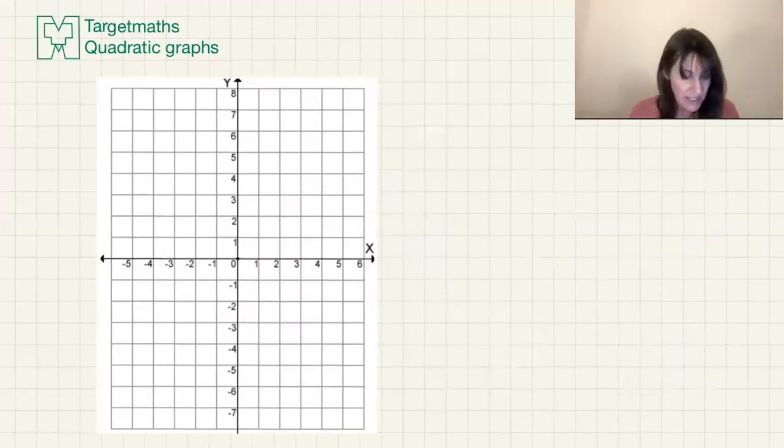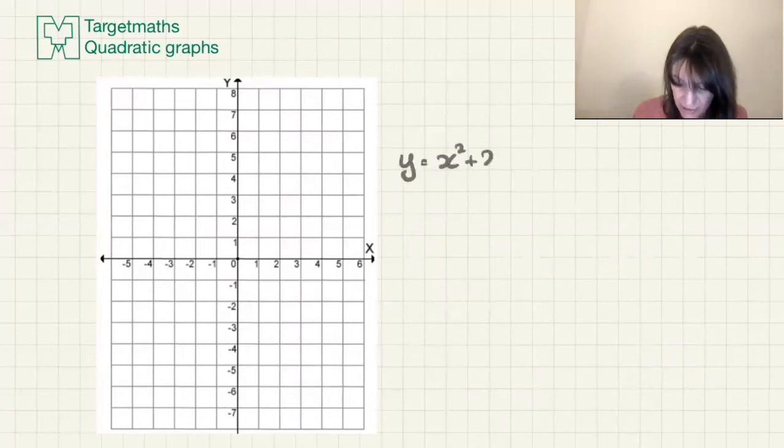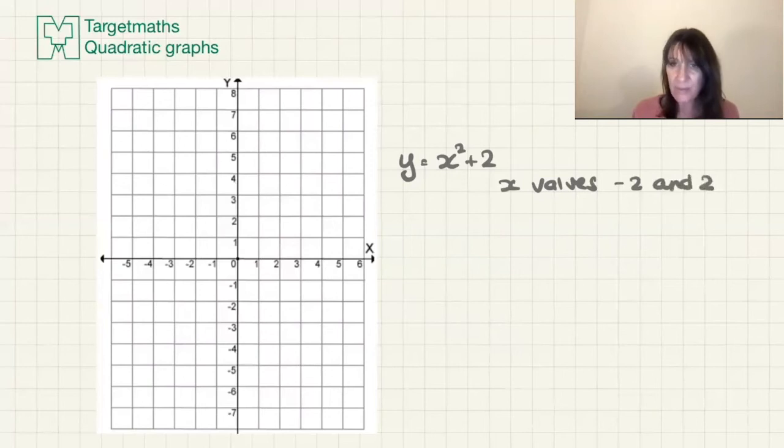Okay, so next question, we're going to do y equals x squared plus 2. All right, I think you could probably have a go at this one. It's not the trickiest rule. We'll do it from the x values, and we're going to do them all between minus 2 and 2, okay? So hit that pause and press play when you've had a go at this.